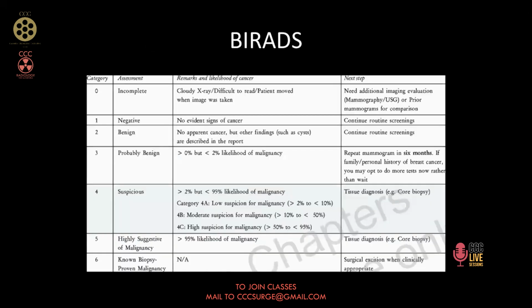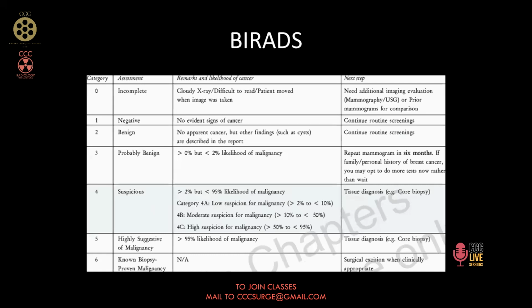Now, this is the famous BI-RADS classification. I'm sure all of you know, and it is customary for me to narrate that 0 is incomplete, 1 is negative, 2 is a benign, distinct benign lesion, 3 is a probably benign lesion, 4 is a suspicious lesion, and again it can be 4A, 4B, or 4C.